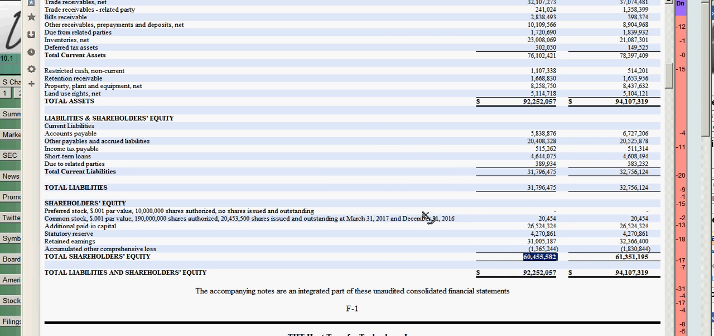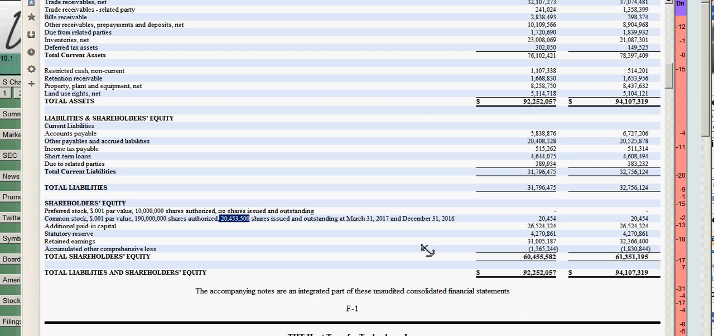And how many shares are there? There's 20 million, right? So if you divide their equity, what their value, it's called book value. Divide 60 million by 20 million, you get $3 a share, right? So that's the book value on this company.